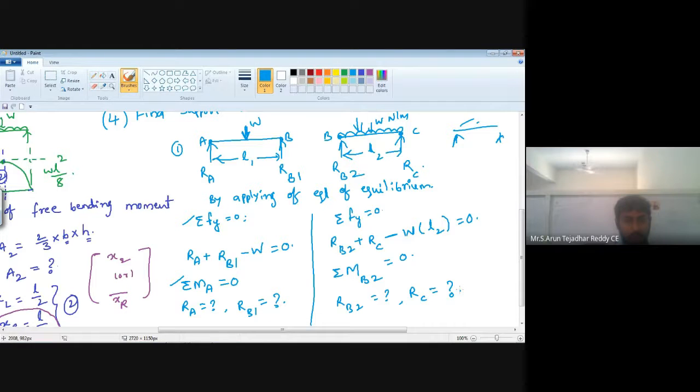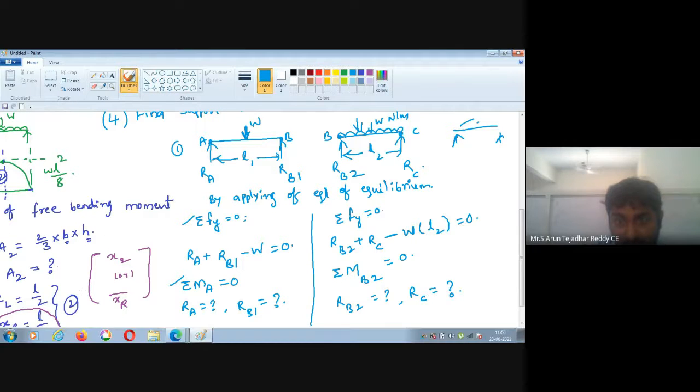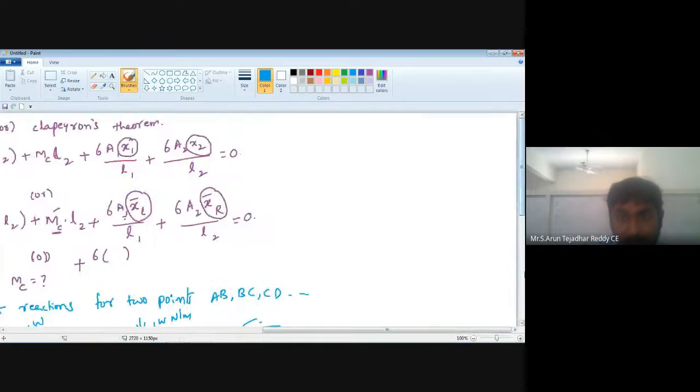See, the fourth point is that you already know how to find out the support reactions. Why are we calculating the support reactions here? Finally we'll calculate the shear force diagram. For that reason we are calculating support reactions here. So this is your fourth point. Now, what about the fifth point here?